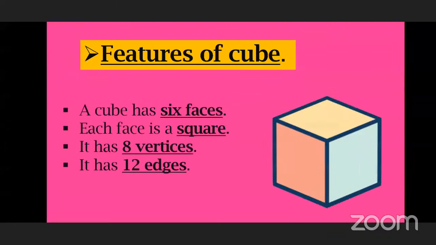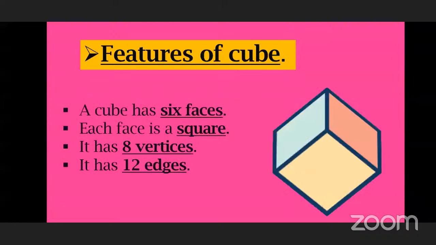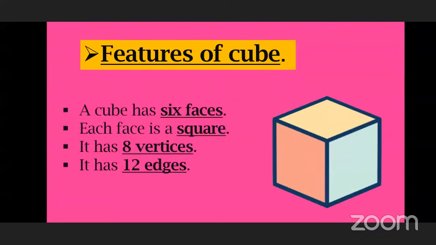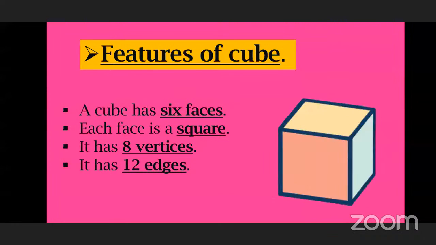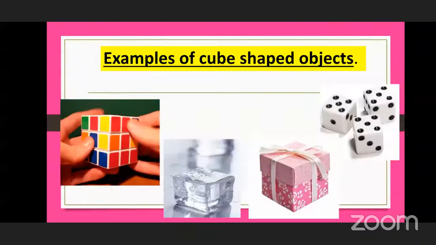So these were the features of a cube. A cube has 6 faces. Each face is a square. This is very important: each face is a square. It has 8 vertices and it has 12 edges.